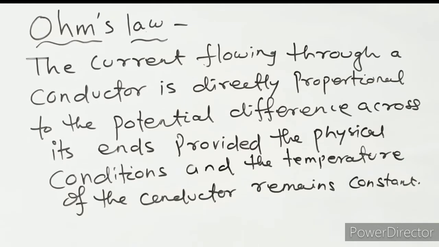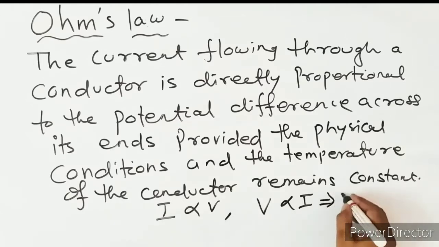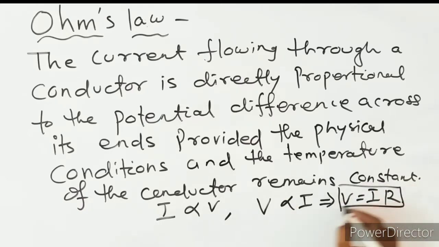So now, let me go for the mathematical value of it. Current flowing is represented as I. I is directly proportional to V. If current is directly proportional to potential difference, it means that when potential difference increases, current increases. So I can represent it as V is directly proportional to I. Clear? But for a long time I cannot keep this proportionality symbol, so I have to remove it. So what can I write? V equals I R. This is the Ohm's law formula.